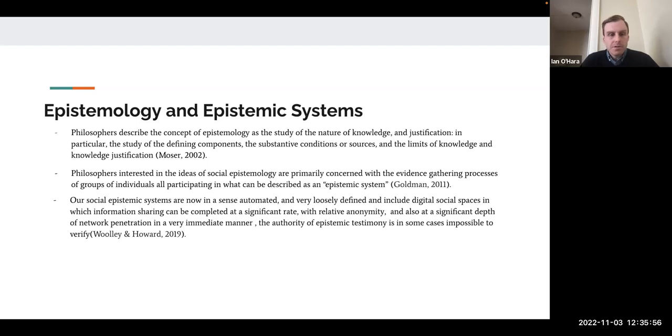But in the case of the digital social spaces that we interact with now, because they are algorithmically curated, and because they're rife with fake accounts, and there's a lot of automation of sharing, the authority of the epistemic testimony that we're receiving has become extremely difficult to verify, almost impossible to verify in some cases, depending on the platform, and depending on what pieces of content you're interacting with and who you're deciding to accept shared information from. If you can even pick and choose, it depends on the platform.